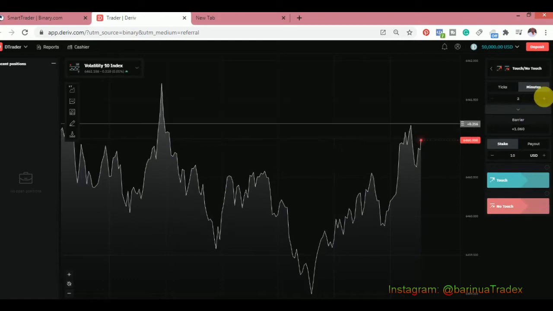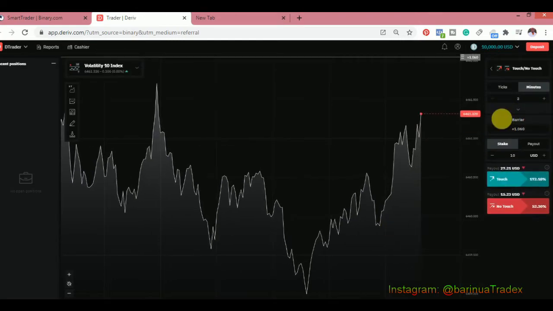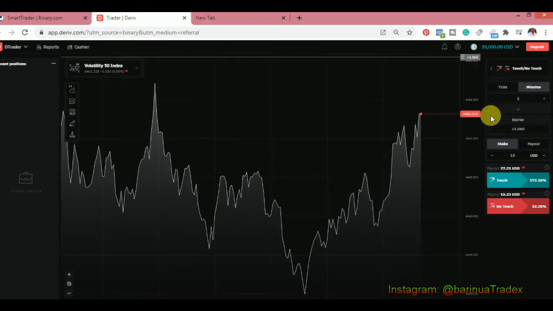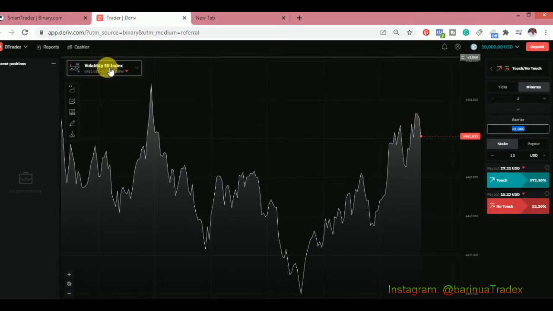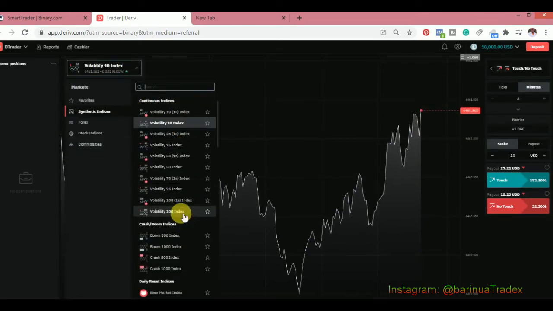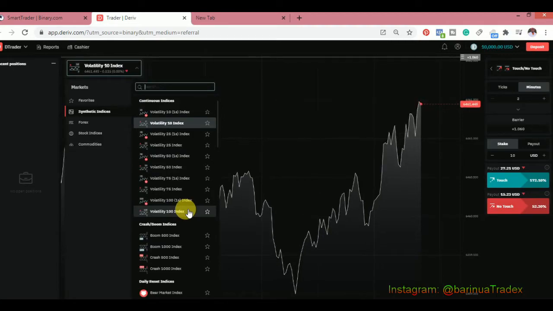First of all, you have to switch this to minute, and you can see it automatically switches to the minimum of the minutes, and that's 2 minutes. Alright, so you can see the barrier offset here is about 1.06%, and that's because the market is volatility 10. So you might want to change the volatility.